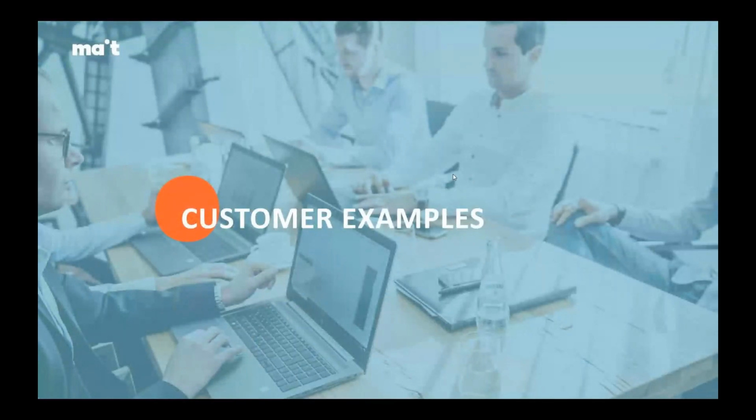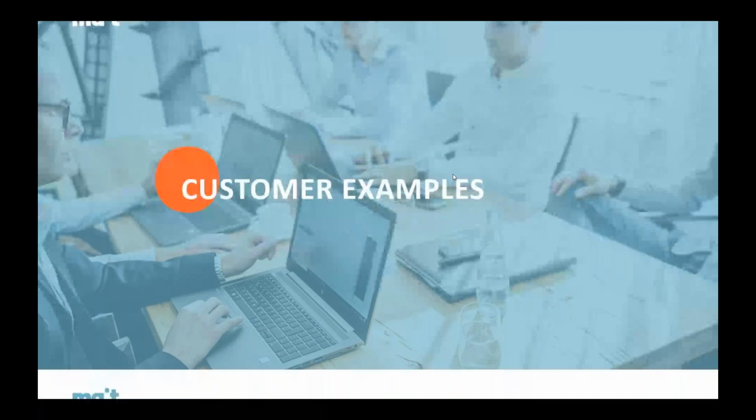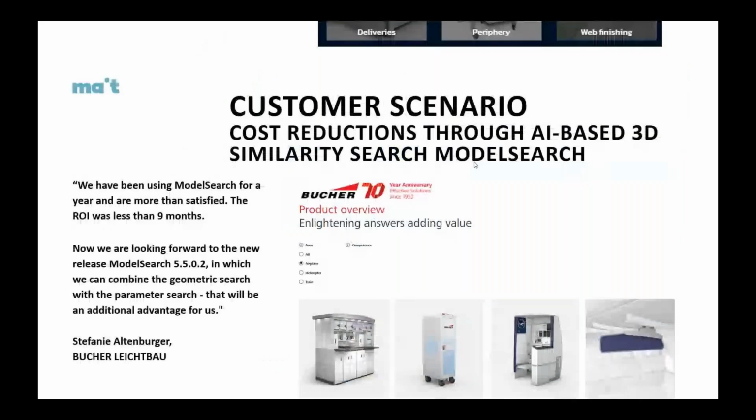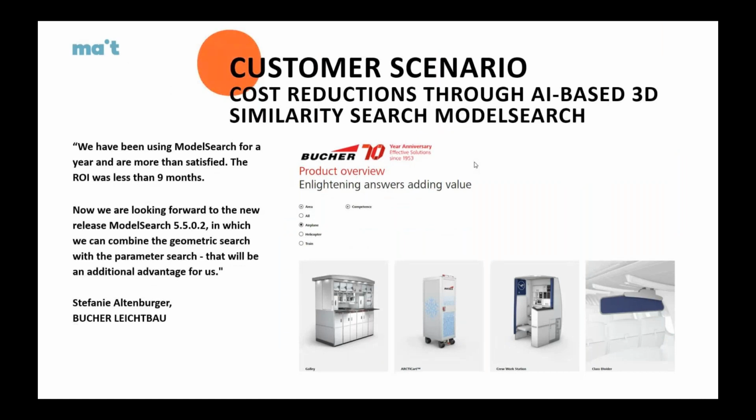There's a few customer examples I'd like to share with you first. One company, MBO, was able to identify 300 identical parts, right? So they no longer need to maintain those parts, which results in cost savings across the board, really, if you think about it. Butcher makes aircraft products, where they make the galleys that you see in your airplanes. They saw their return on investment within 9 months of using the software. So very, very happy with the tool.